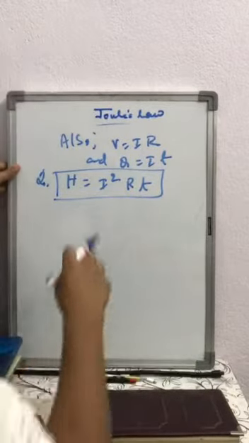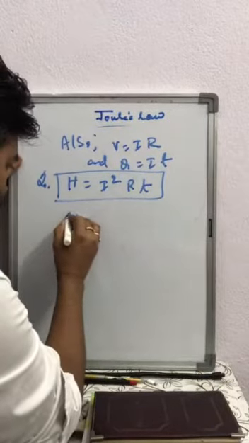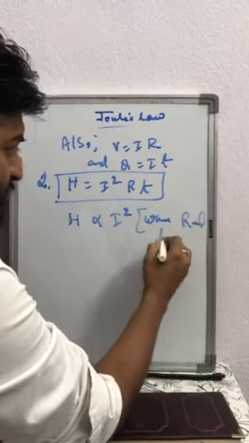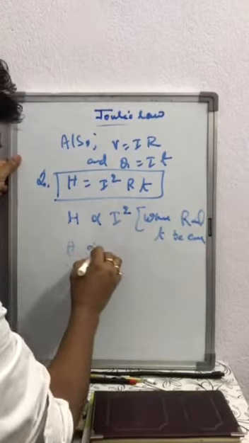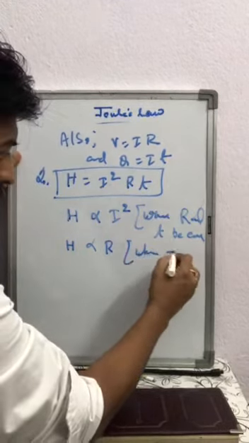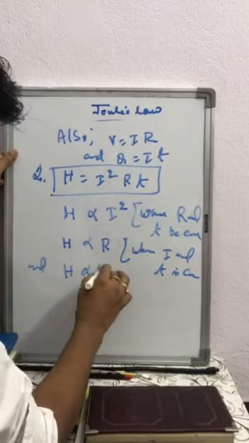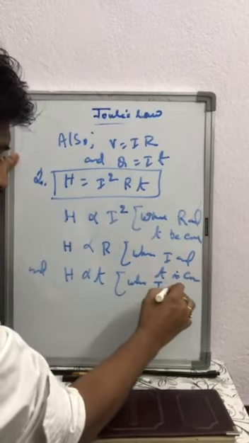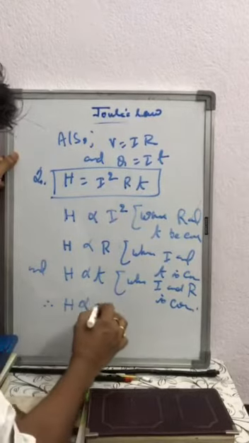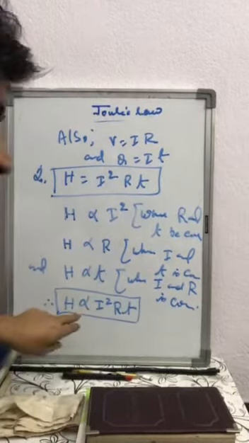So Joule states that when current passes through a conductor having resistance R for time t, the heat generated is directly proportional to the square of the current when R and T are constant. H is directly proportional to R when I and T are constant, and H is directly proportional to time when I and R are constant. Therefore, H is directly proportional to I square RT. That is Joule's law, given by James Prescott Joule.